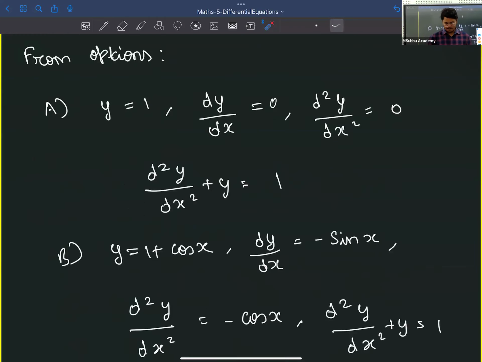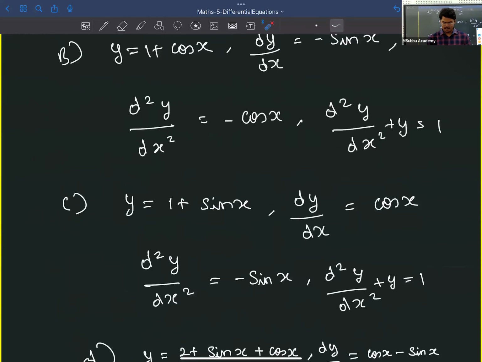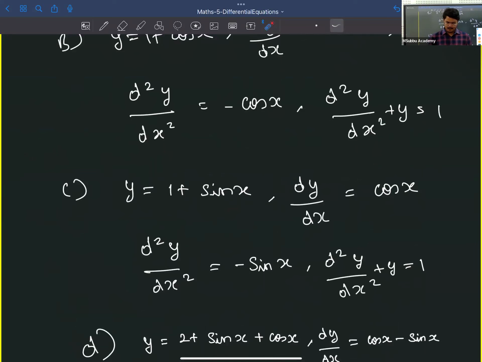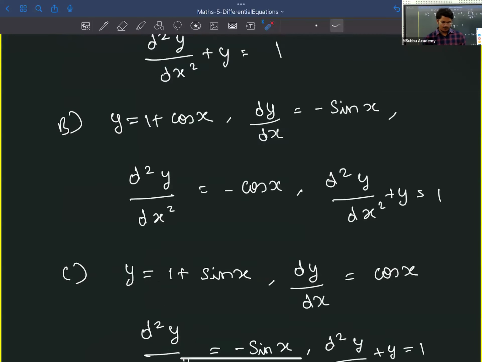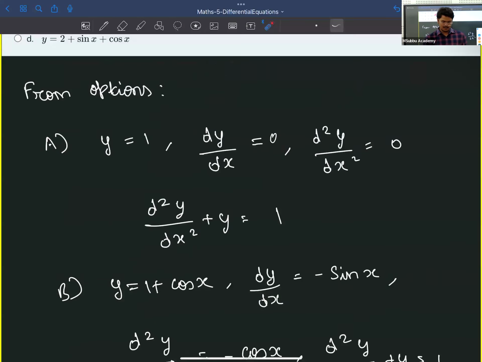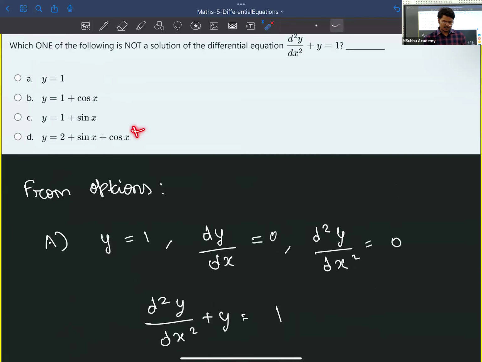So moving on to the next option, which is y is equal to 1 plus sin x. When you differentiate here, differentiation of 1 is 0. Differentiation of sin x is cos x. So dy by dx is cos x. d square y by dx square is nothing but minus sin x. So substitute it: minus sin x plus 1 plus sin x. Sin x gets cancelled. So 1 is equal to 1. So option C can also be possible. Therefore the left out option is D. So that will be your answer.